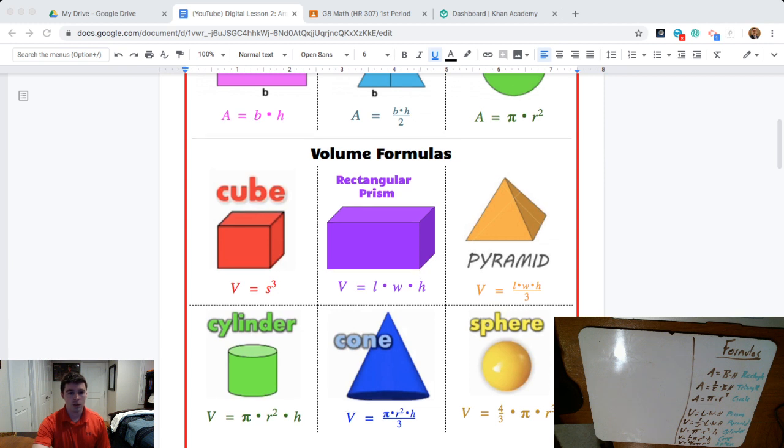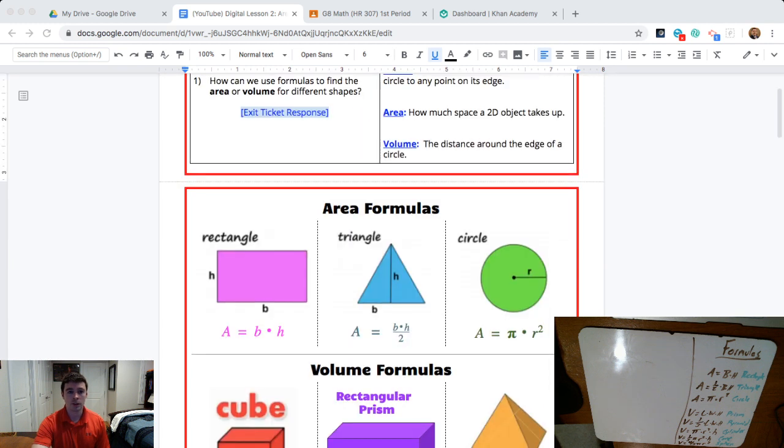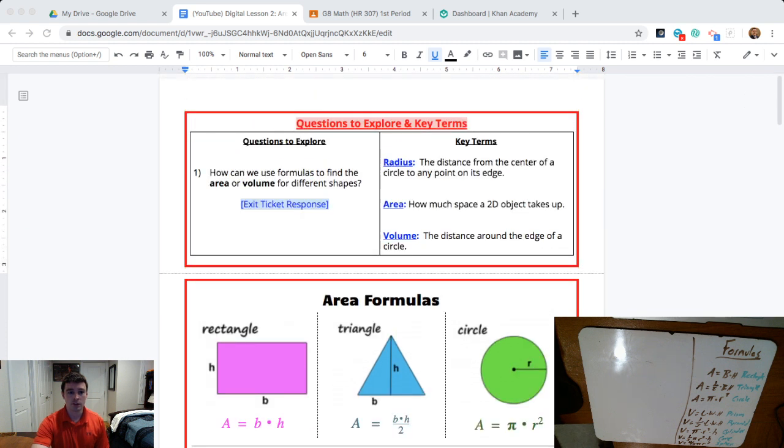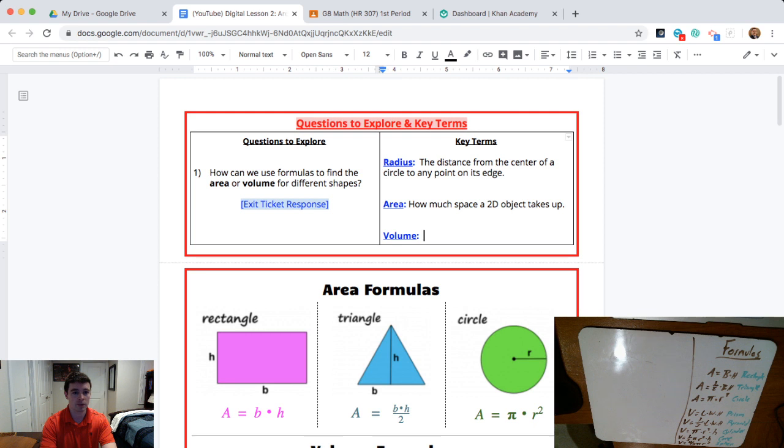The key with all of these area and volume formulas is two understandings. First, area measures how much space a two-dimensional object takes up. So if you think of flat shapes like rectangles, triangles, and circles, area measures how much space those flat two-dimensional shapes take up. Volume measures how much space a three-dimensional object takes up. I'm sorry, that wasn't fixed yet.